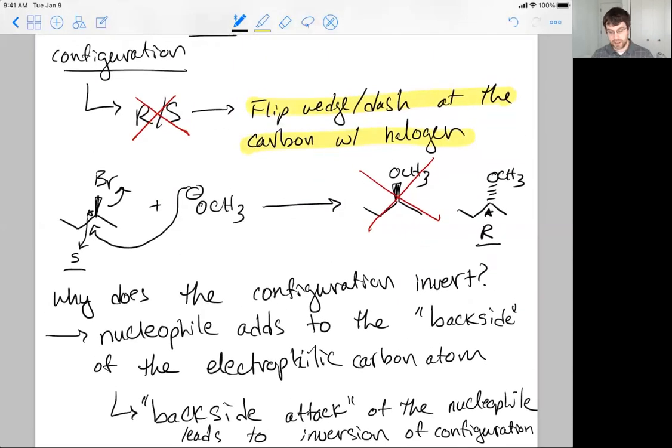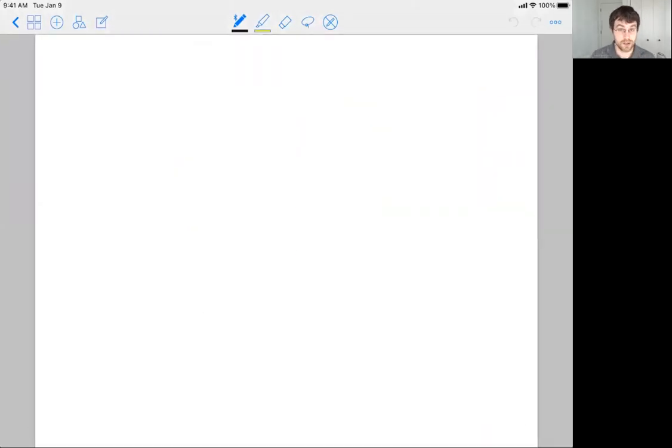Okay. So backside attack is responsible for the inversion of configuration that we see. What we're going to do on the next page of notes is just redraw the transition state that I had shown up above, but with a more complicated molecule. As you'll see, it doesn't make things that much more complicated. And again, just knowing that the stereochemistry, if there's a stereocenter at the halogen containing carbon atom, will invert from wedge to dash or dash to wedge will get you there most of the time. But let's explain why with some detail, especially if we can understand transition states, that gets to be very helpful.